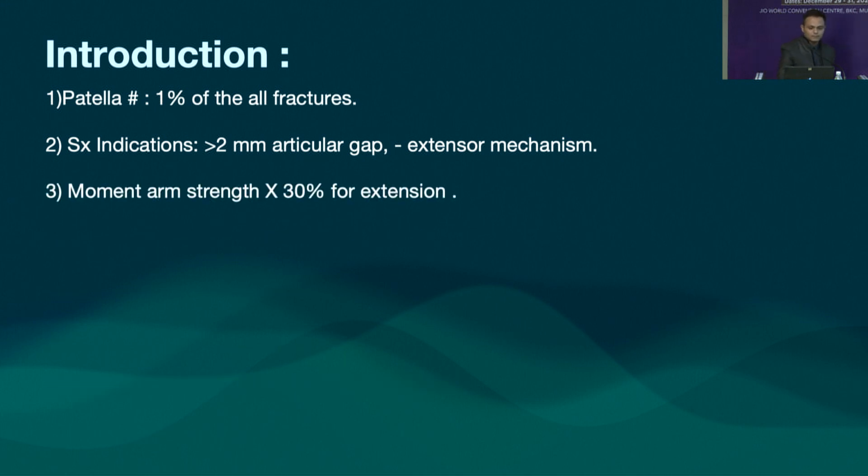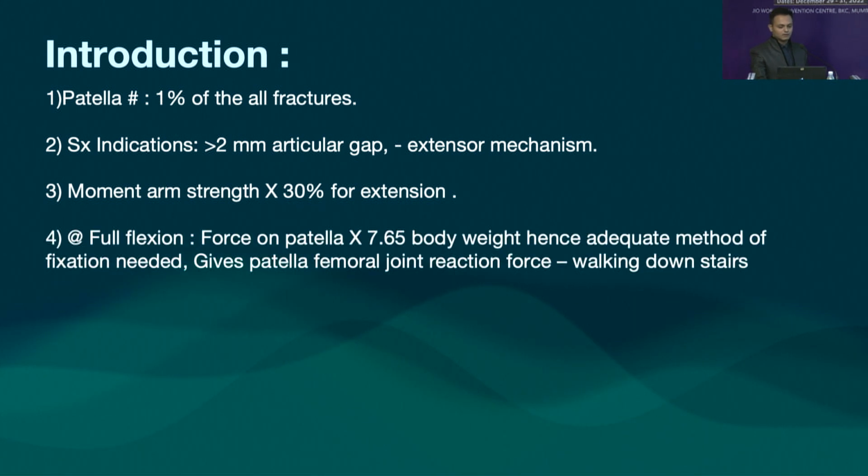Function-wise, the patella gives momentum strength around the knee joint, increasing it by 30%. It also gives a patellofemoral joint reaction. That is, when you go downstairs or downhill, it controls that walking movement. So that control moment is there.